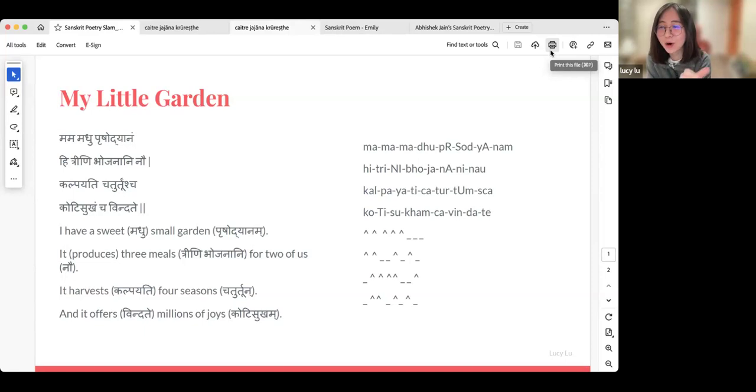I have a sweet small garden, that's one. It produces 3 meals, that's 3. For 2 of us, that's 2. And it harvests 4 seasons, and it offers millions of joys. So those are all the numbers I want to cover. It's a universe, right? 1, 2, 3.